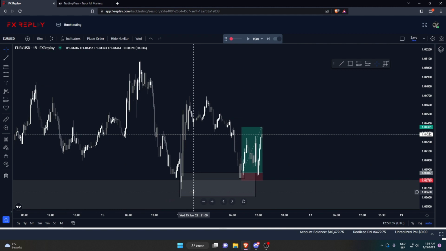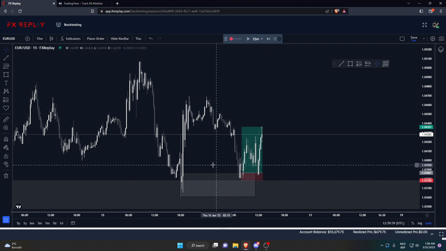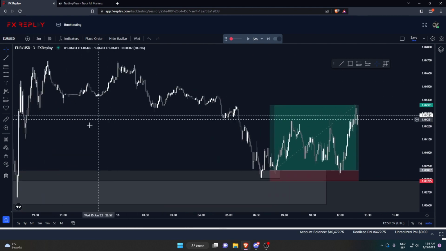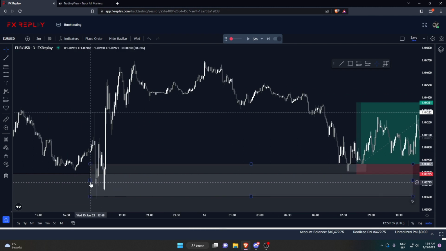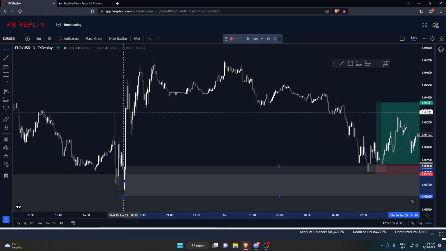So this is how you would take an entry, right? A 4-hour zone, a 15-minute entry. Then you mark out the 15-minute, you refine it on the 3-minute. Let me show you for example. You take this zone, right? Do it like this. This is your 15-minute zone, or even this one.